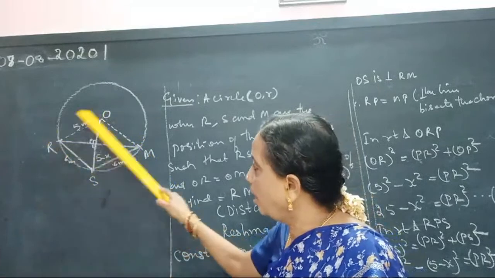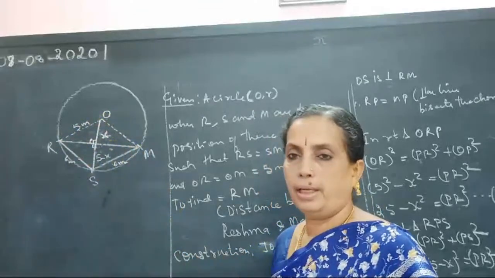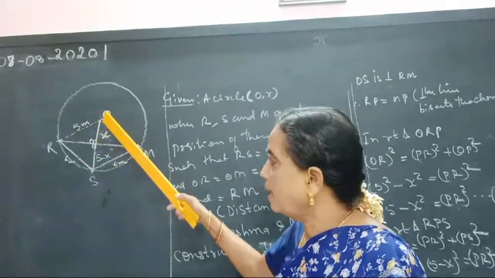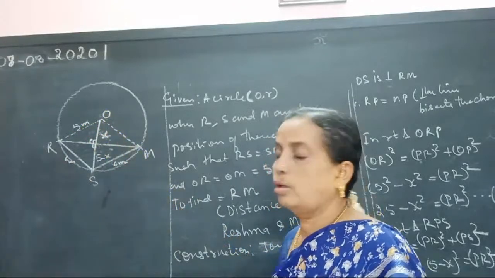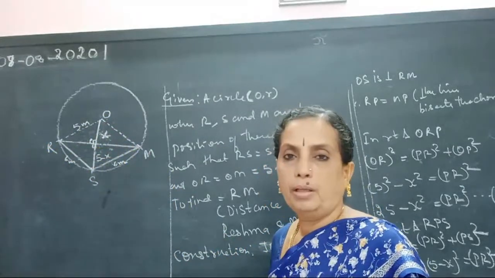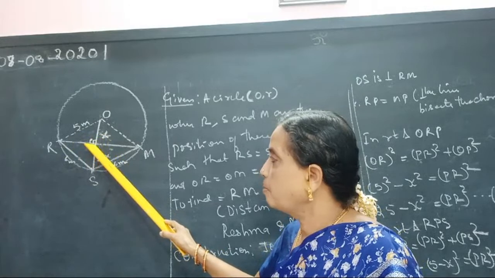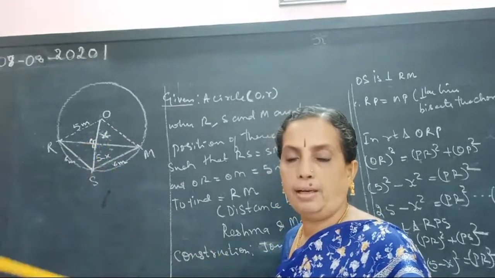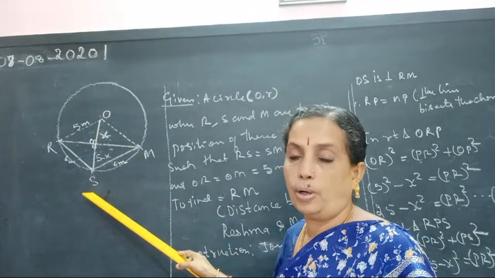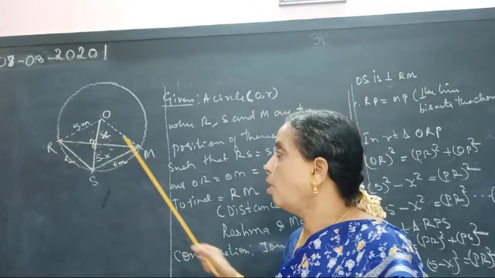Again, consider triangles ROP and MOP. Here OR equals OM, they are radii. Angle ROP equals angle MOP, we just proved. OP is common, so the two triangles are congruent. When they are congruent, RP equals MP by CPCT. CPCT means these two angles will also be equal. So this becomes perpendicular. So in general, the radius from the center bisects the chord perpendicularly. That will be the bisector of the chord RM.